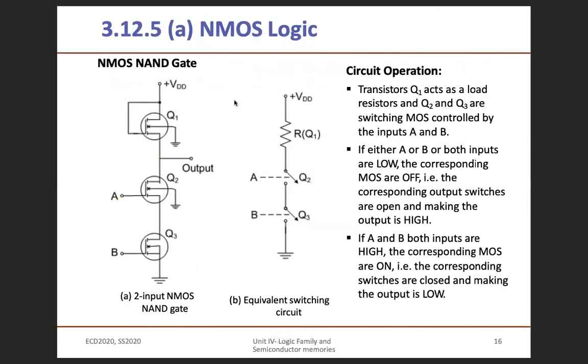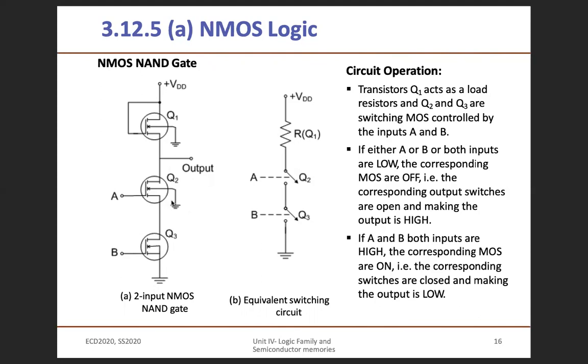Firstly, we have NMOS logic. With the help of NMOS logic, we are designing a universal gate, that is the NAND gate. NMOS NAND gate. Here is the circuit diagram, that is a 2 input NMOS NAND gate. Remember, the universal gates are NAND gate and NOR gate. So therefore we are designing a 2 input NMOS NAND gate.